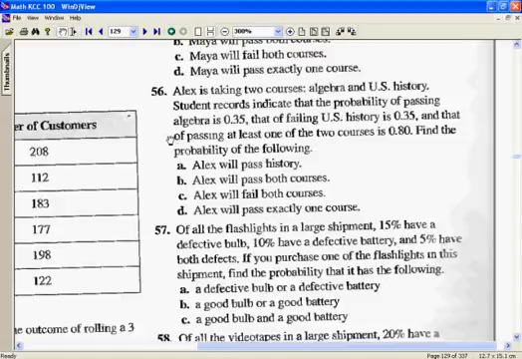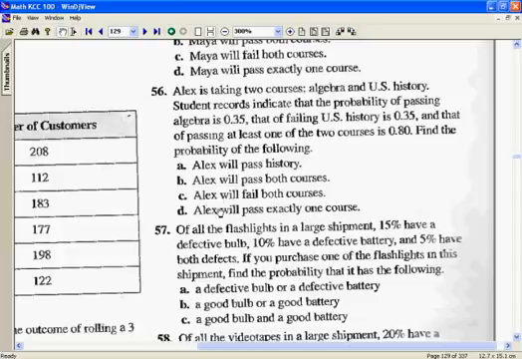So this problem 56, it says Alex is taking 2 courses, algebra and U.S. history. Students' records indicate that the probability of passing algebra is 0.35, that of failing U.S. history is 0.35, and that of passing at least one of the 2 courses is 0.8. Find the probability of the following.